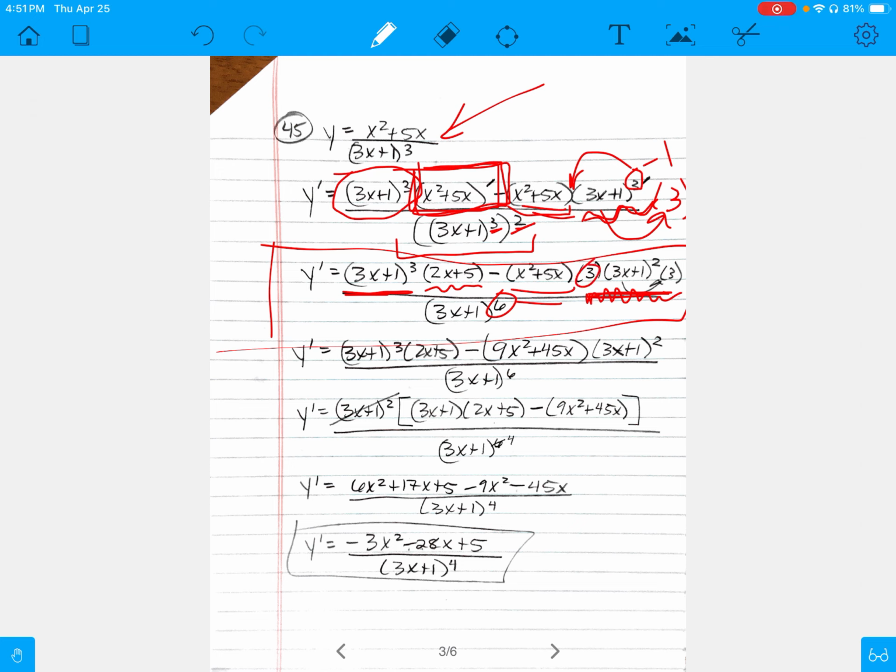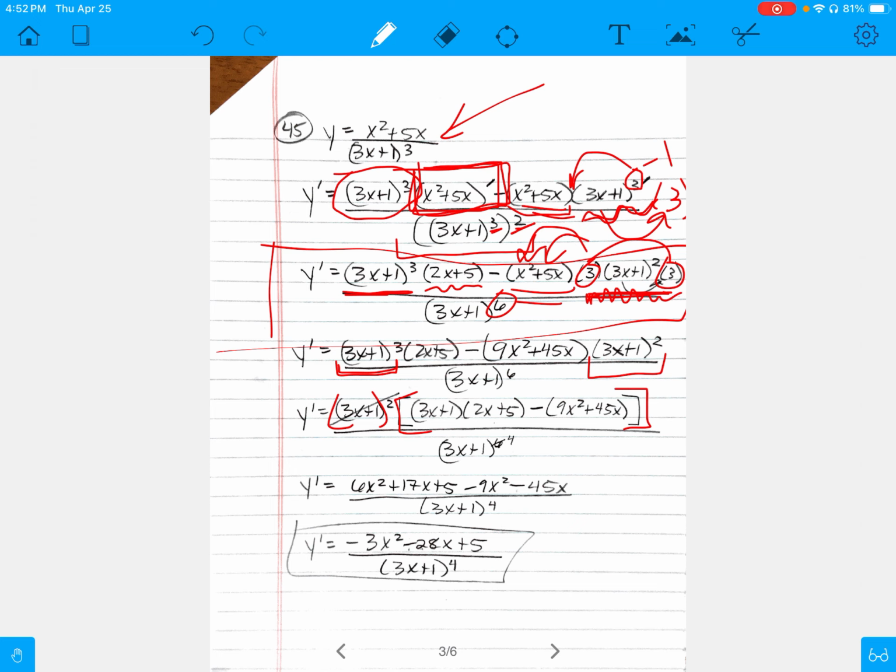So I multiplied those two factors of 3 together to get 9. And then I distributed that 9 inside this set of parentheses. That's where the negative 9x squared plus 45x comes from. Since there is a factor in common in both of these terms, we have a (3x + 1) quantity cubed and a (3x + 1) quantity squared. So the biggest factor I can pull out is (3x + 1) squared. So I did that, and everything else stayed inside of these brackets.